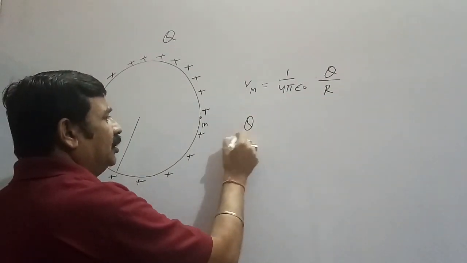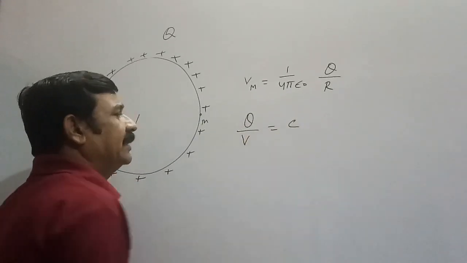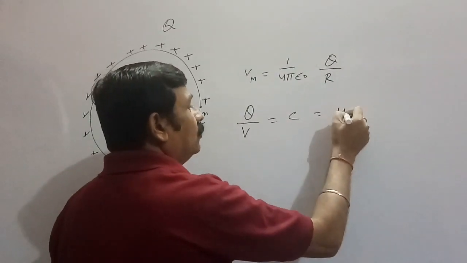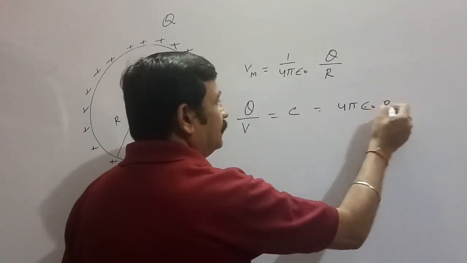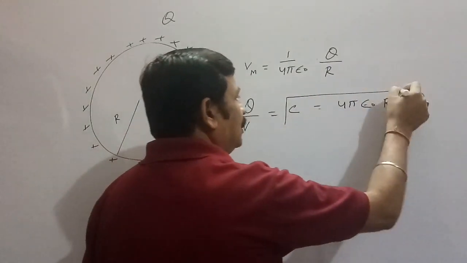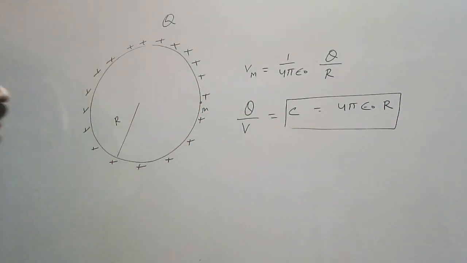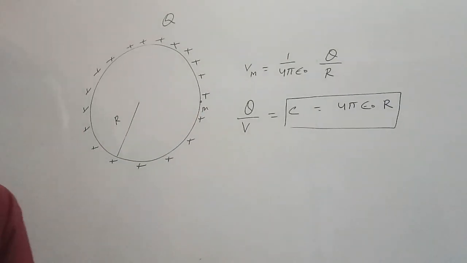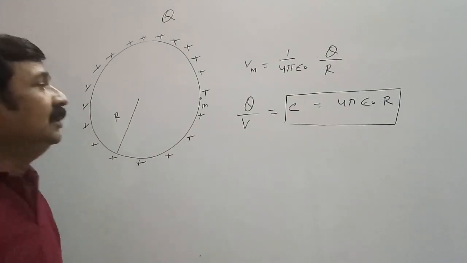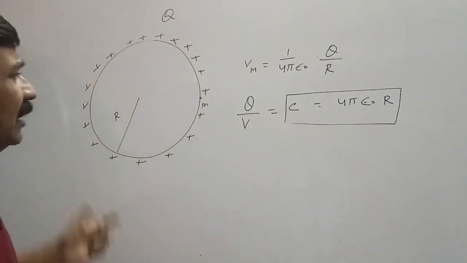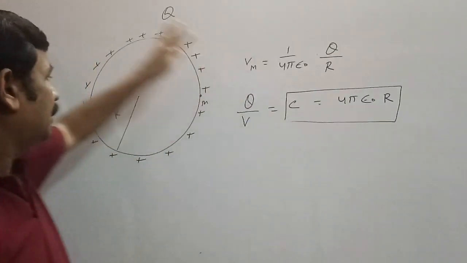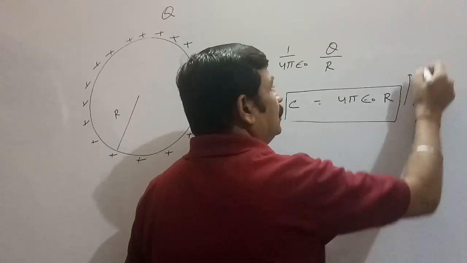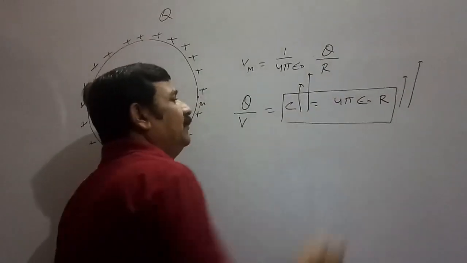As we know, the ratio of charge and potential is known as capacitance. So from here the value of Q by V will be 4 pi epsilon naught into R. And this is the expression for the capacity of a spherical conductor. So if you want to know the capacity of a spherical conductor, we should know the radius of that conductor, and this expression also indicates that the larger the radius, the more will be the capacity of the spherical conductor.